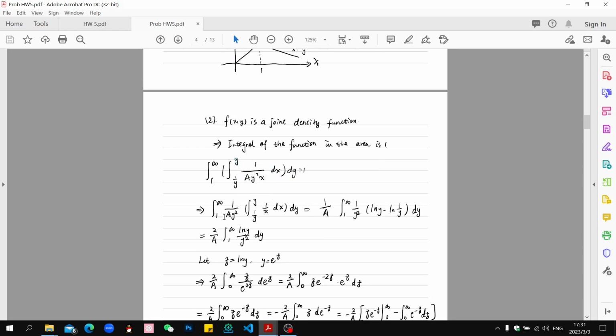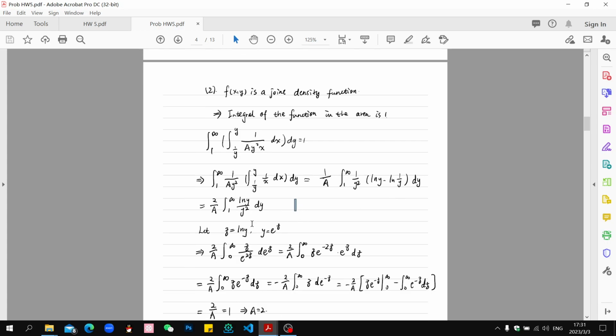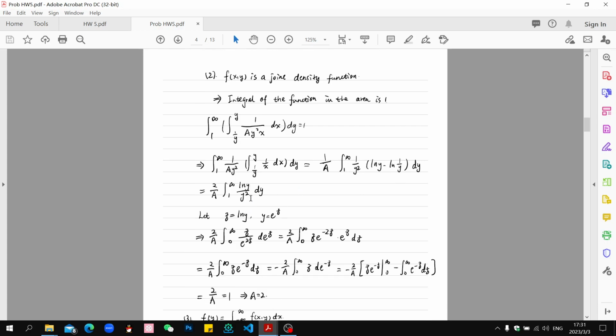Pull the ay squared outside, and then find that the original function of this one is along x. So put in the limits. We'll get this. We can put 1 over a out, and this time that is basically 2 times this integral. And to calculate this integral, we have to make some substitutions.